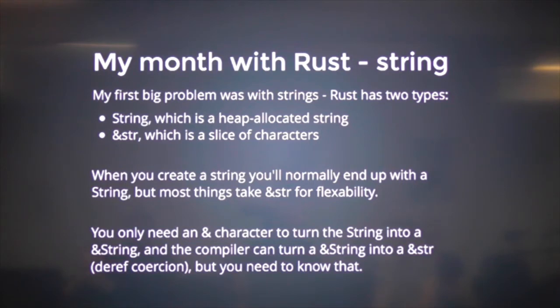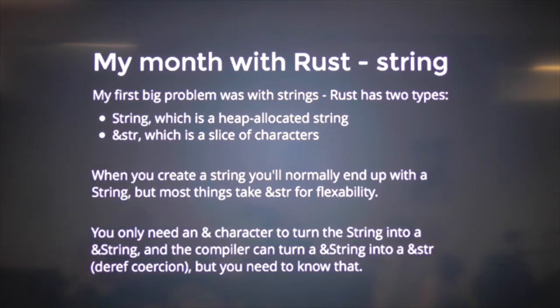But the other type is &str, which is a reference to a slice of characters. And this essentially means you have a sequence of UTF-8 characters which you want to do something with. And almost all functions that take strings use that one, because they want to be more generic and operate on anything that can be viewed as a string rather than just the enumerated collection's string type.